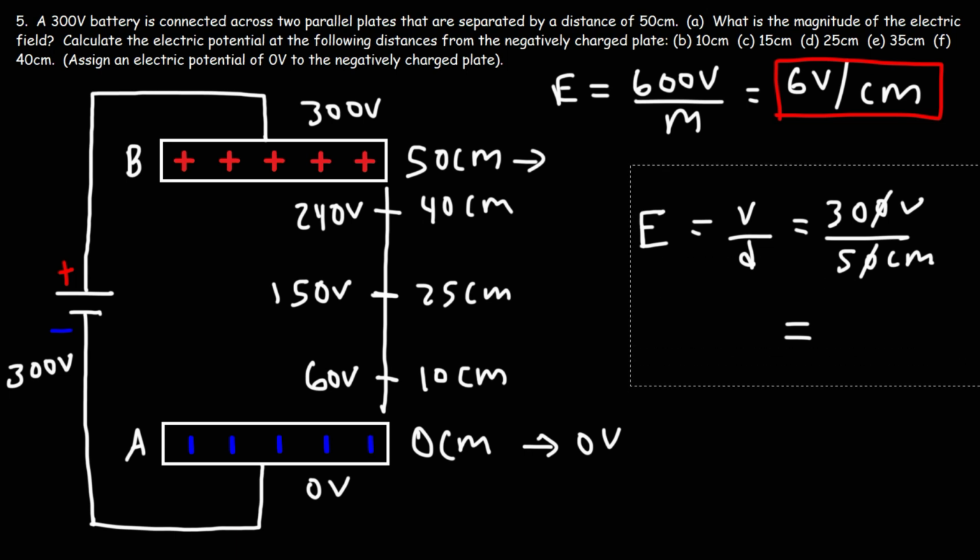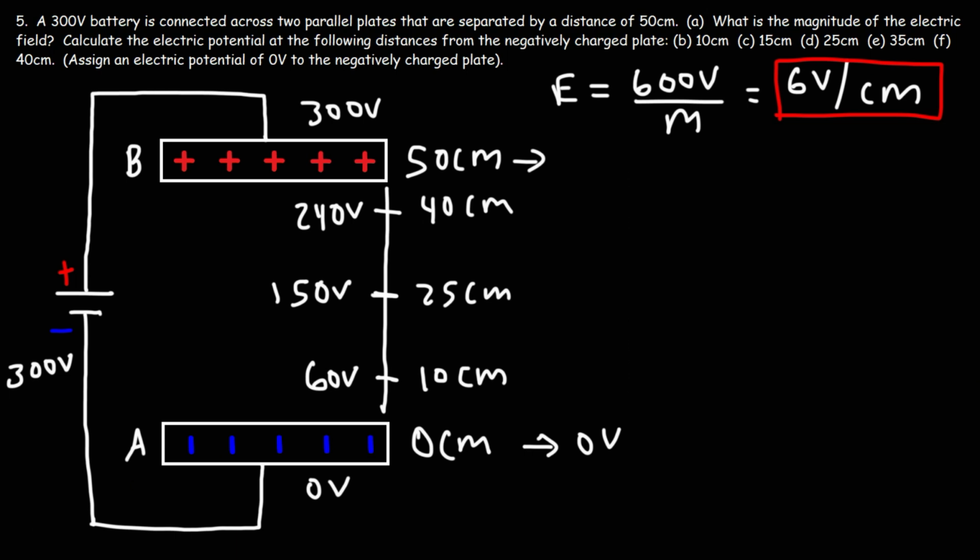So remember earlier we said that the electric field in this form tells us how the electric potential changes over distance. 6 volts per centimeter tells us that as we move 1 centimeter away from the negatively charged plate, the potential will increase by 6 volts. So what if we move a distance of 10 centimeters? Well, it's going to increase by 60 volts.